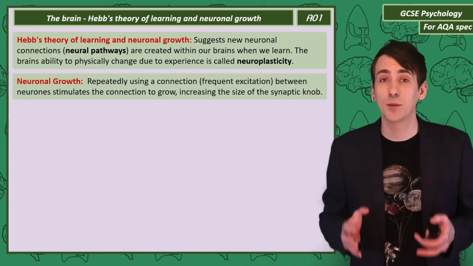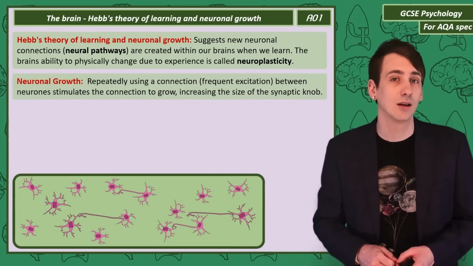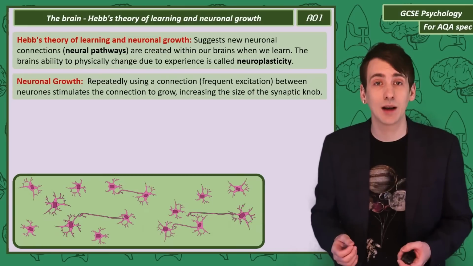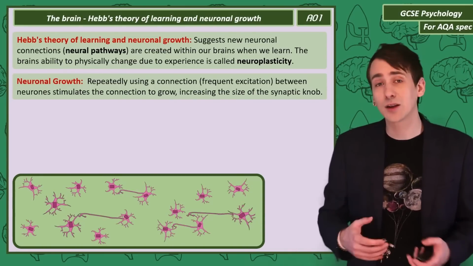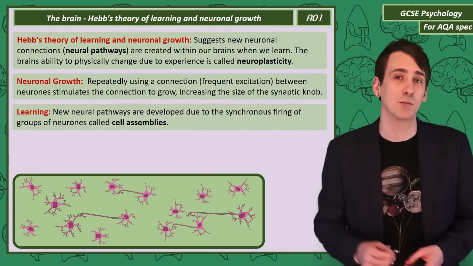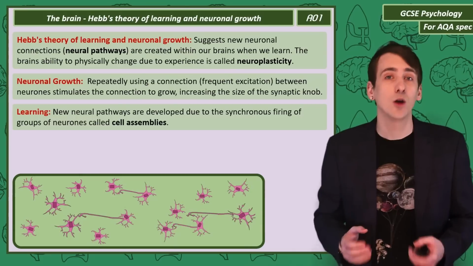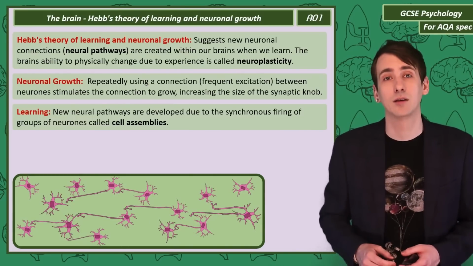Hebb argues that if we repeatedly use a connection, then that is repeated excitation. That frequent excitation stimulates the connection, making the synaptic terminal grow. Collections or groups of neurons that fire together are called cell assemblies. And when we learn, new neuronal pathways are formed from their synchronous firing.